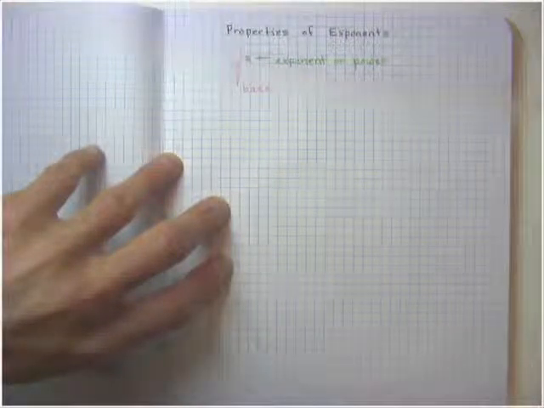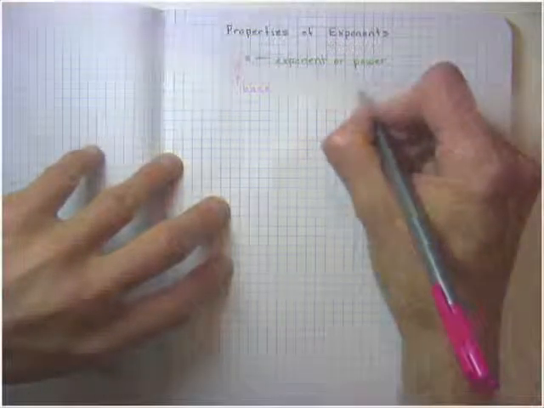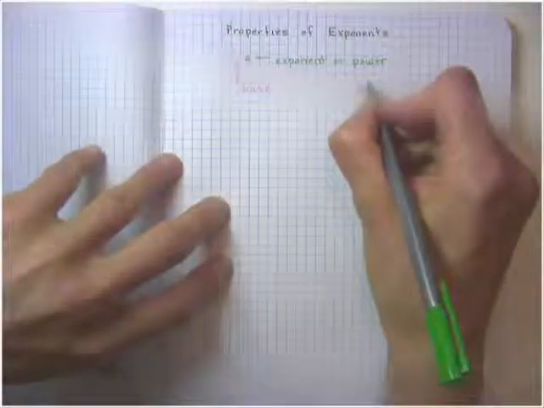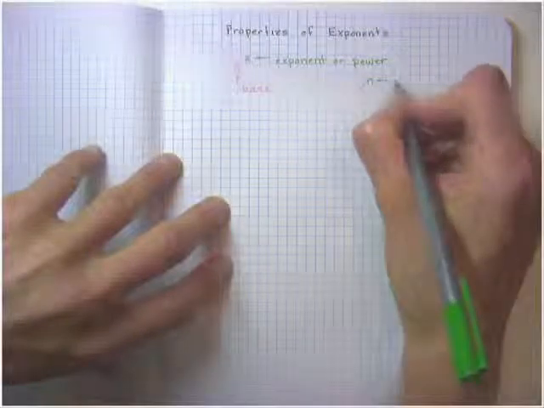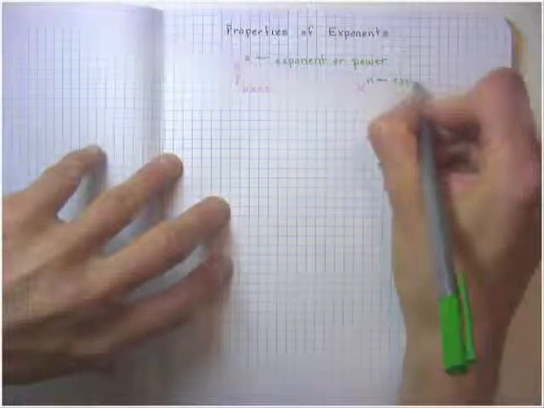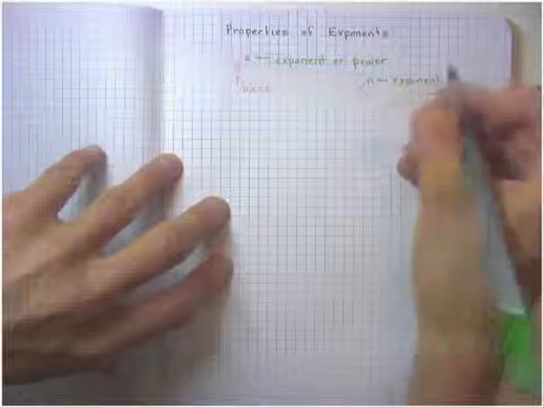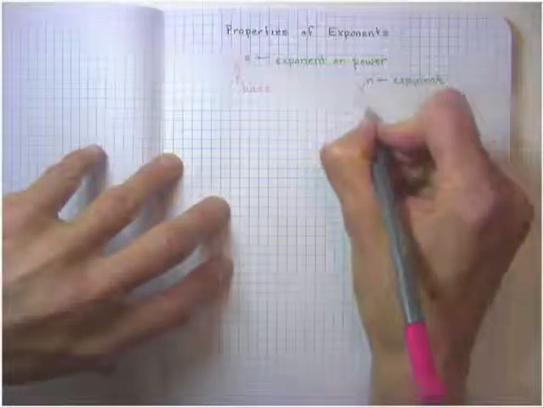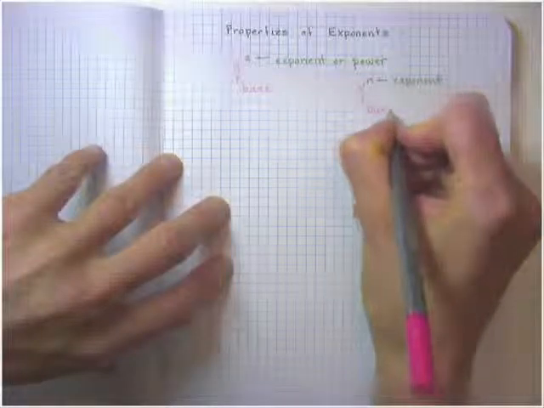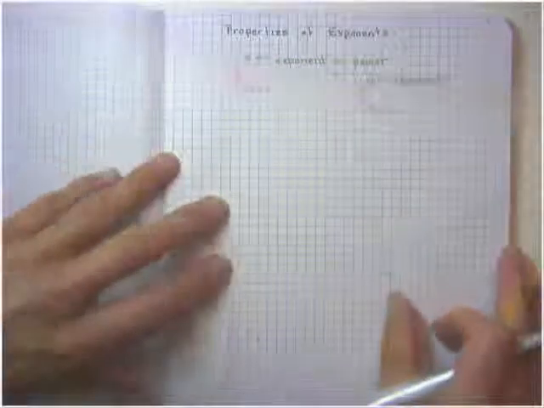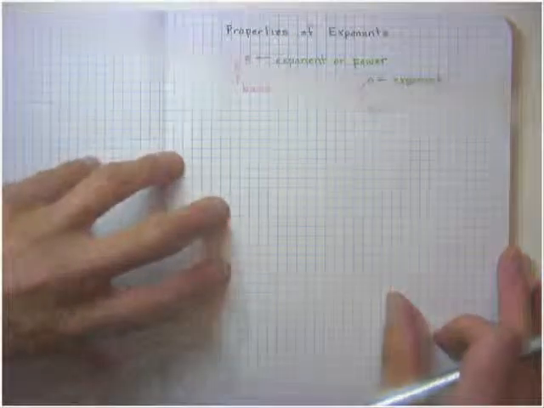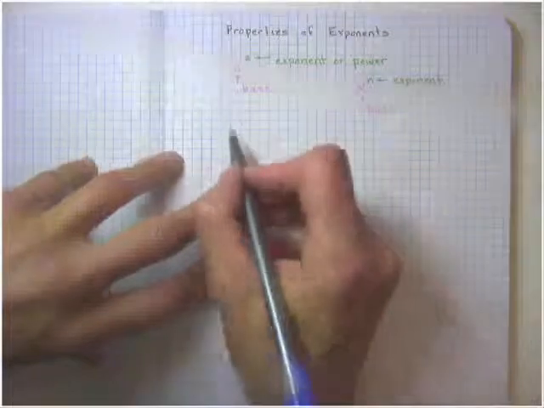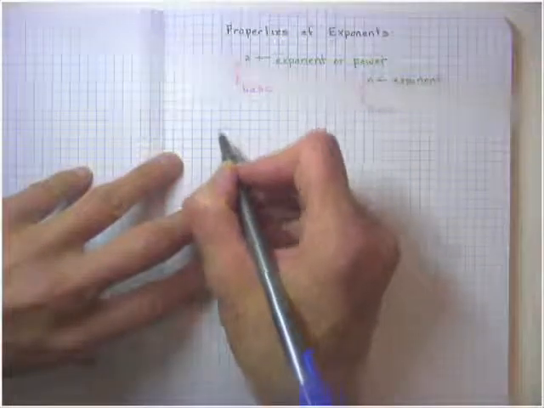So if I have the number x to the n power, the n is my exponent, and the x is my base. Okay. So now what we're going to learn about is how to manipulate powers and bases.